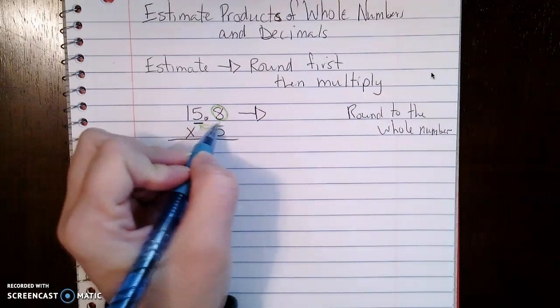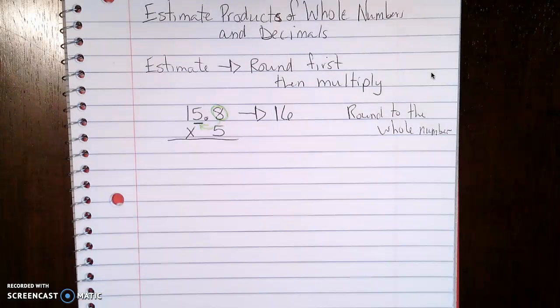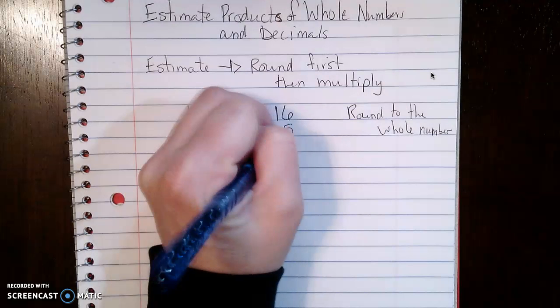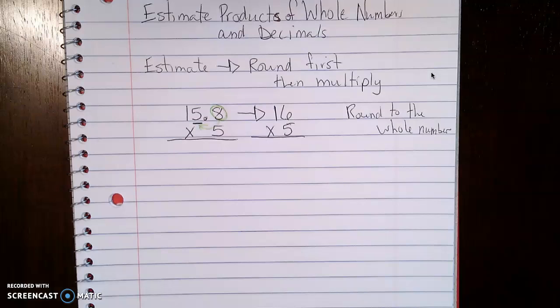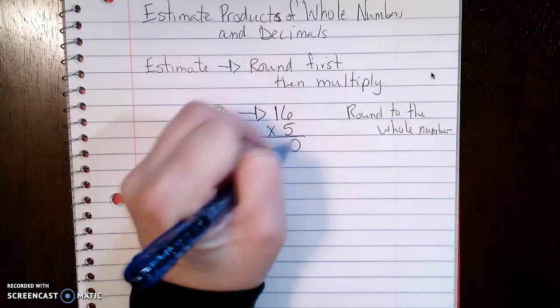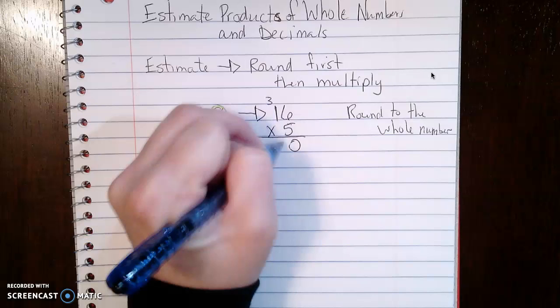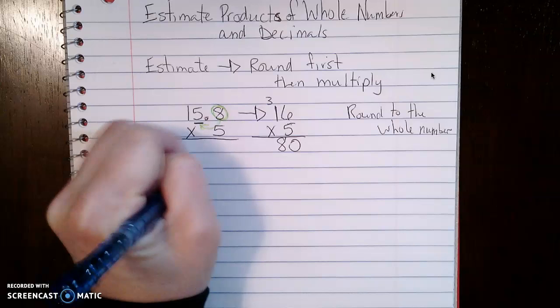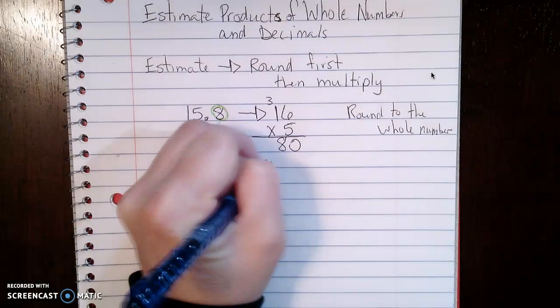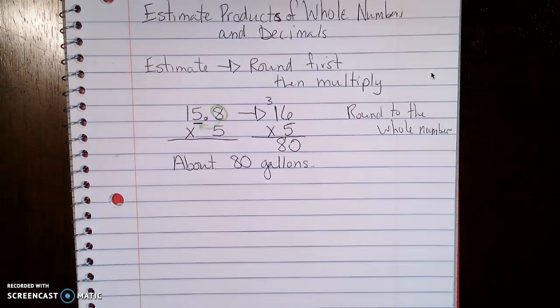So 15 8/10, I'm going to keep the 1 in the tens place, and the 5 is going to round up to a 6. And I'm going to keep my 5 as my second factor for 5 weeks. And then I can multiply. So I know that 5 times 6 is 30, and carry the 3. And 5 times 1 is 5, plus 3 is 8. So we would have about 80 gallons is what Mrs. James buys.